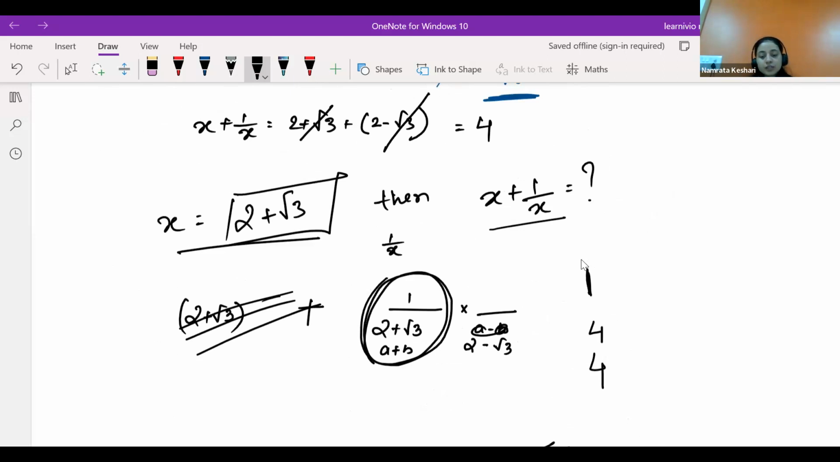Yes, ma'am. Ma'am, can we write it as 2 square also? No. 2 plus 2 as a 2 square. Yeah, we can write 2 plus 2 as 2 square. Why are we writing like that? Because 2 plus 2 means 2 times 2.